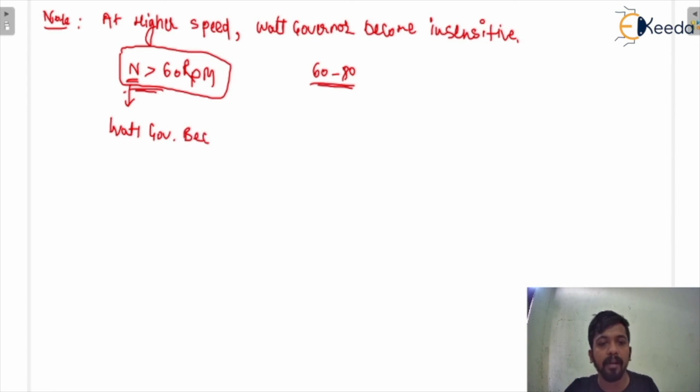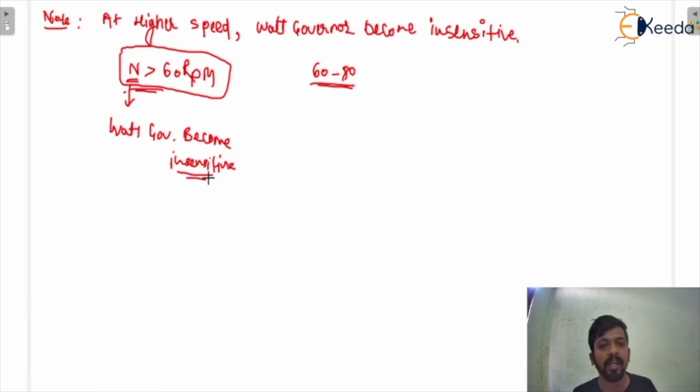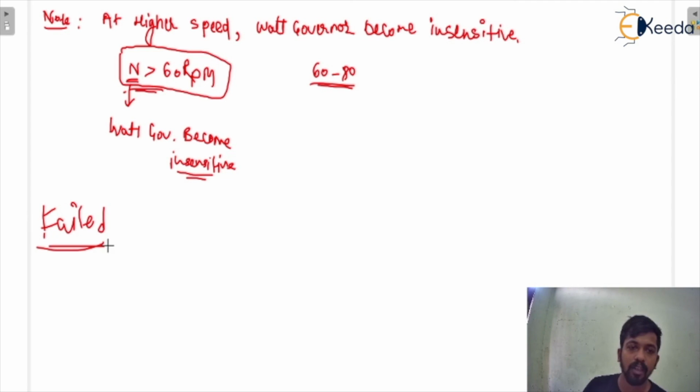Watt governor becomes insensitive. I hope you are getting my point. How can we find out the height of the watt governor? So that is why it is not working for the higher speed. So that is why basically we can say this is the failed governor. When there is a low speed, we can use the watt governor, but at high speed, it will be a completely failed governor.